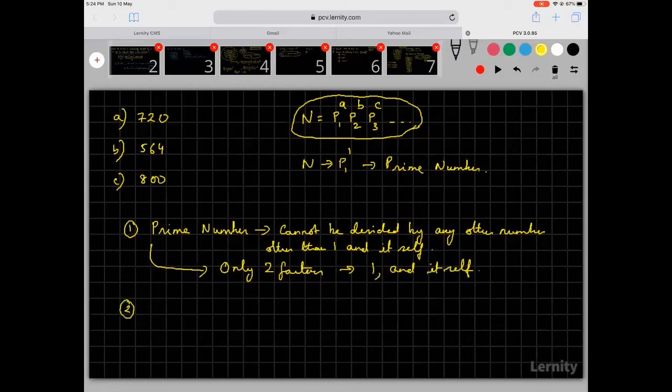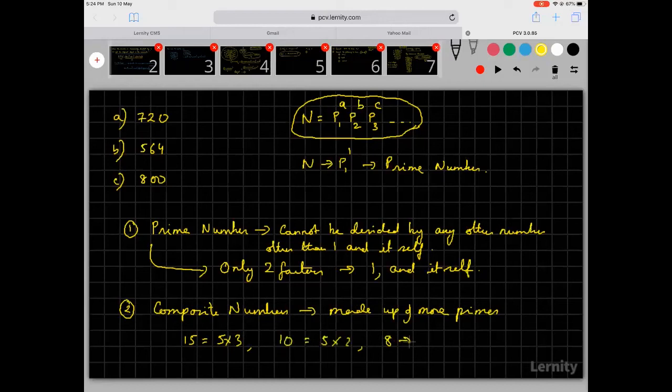On the other hand, you have composite numbers, which are made up of more primes. You take primes and keep multiplying them, and you get composite numbers. So 15 is a composite number, 5 into 3. 10 is a composite number, 5 into 2. 8 is a composite number, 2 into 2 into 2. Like this, if you take primes, you can construct bigger and bigger numbers. So this is also simple. I am sure you will understand.